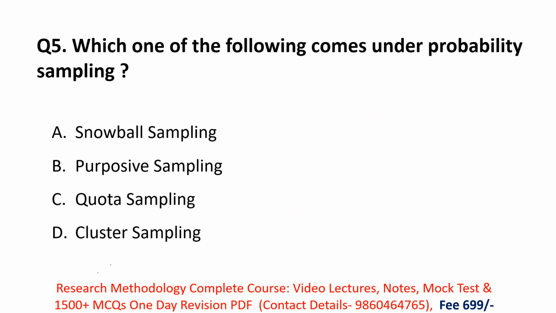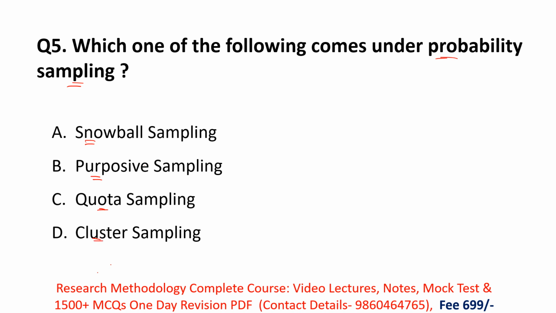Next question. Which one of the following comes under probability sampling? In this question, they are asking which one of these options belongs to probability sampling. Okay, so let's see the options first. Option A is snowball sampling, option B purposive sampling, option C quota sampling, and option D is cluster sampling.